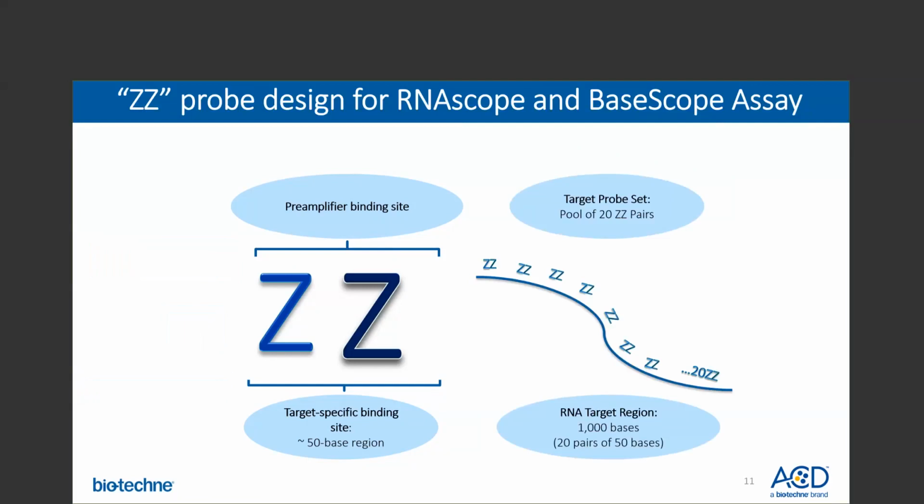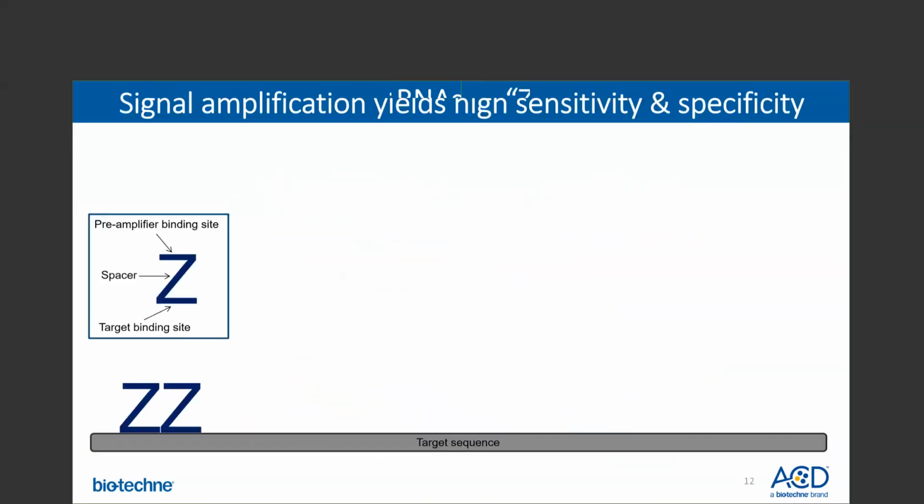A regular RNAscope probe or a target probe set would be a pool of such 20 ZZ pairs targeting your RNA region, which would be about 1,000 bases, or in other words, 20 pairs of such 50 bases for the double Z. Now, for any molecular detection technology, there are two aspects which are very critical. One is sensitivity, the other is specificity, and the RNAscope double Z probe design helps achieve both of those.